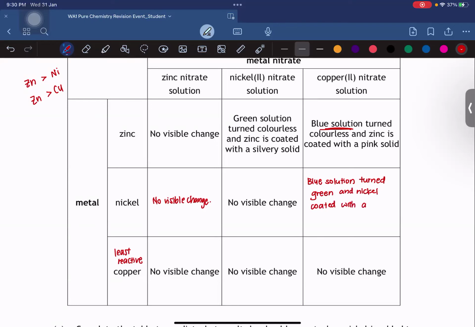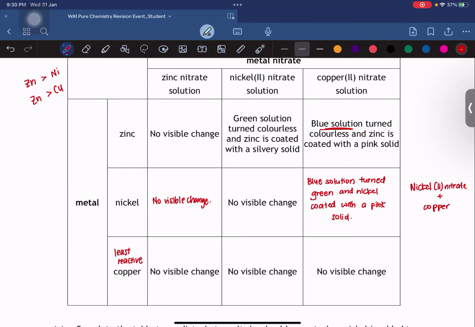with a what? What is the product formed here, guys? The products formed here are nickel 2 nitrate as well as copper. What's the color of copper? Blue? Reddish brown, or you can also say pink.